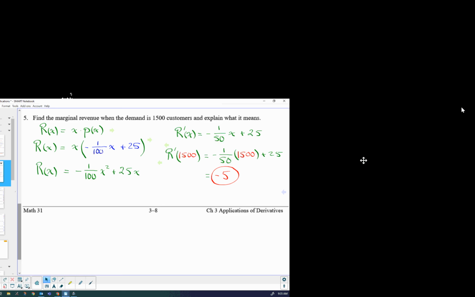This means that if you have like 1,501 customers a week, you're gonna lose $5 in revenue every time you add one person. So if we add one more customer, our revenue is actually going to drop by $5 for that one extra customer, because our price function says if I'm adding people, I'm lowering the price.